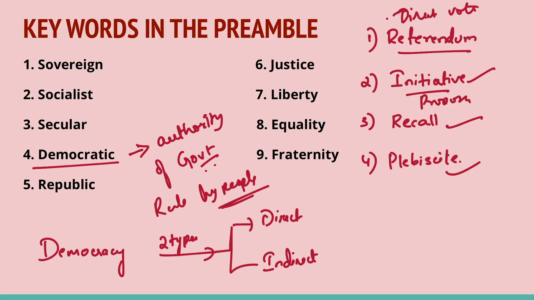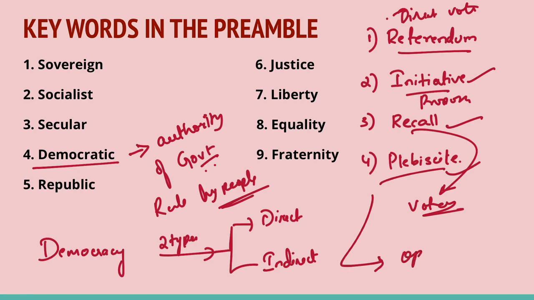legislature for enactment. And recall is a method by means of which the voters can remove a representative or an officer before the expiry of his term when he fails to discharge his duties properly. Plebiscite is a method of obtaining the opinion of people on any issues of public importance, and generally it is used to solve territorial disputes.